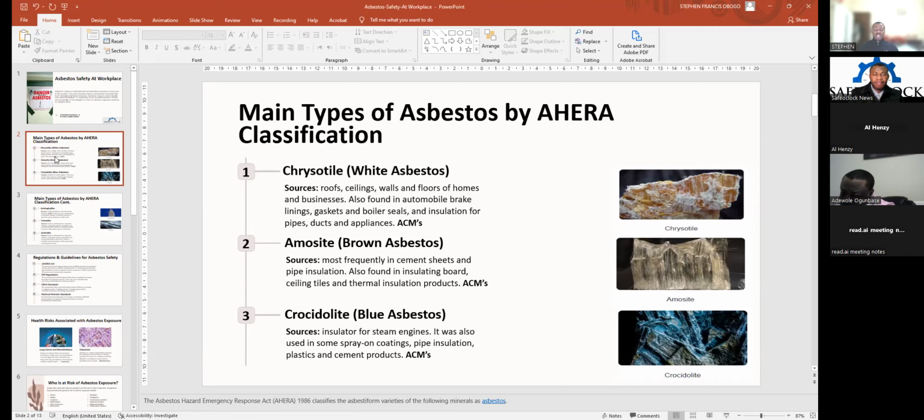You see the brake pads, all those materials that are used in producing those brake pads, they are all made from the white asbestos. Also the brake lining, like I said, then the gaskets, for those of us who own a car will know what the gasket means.